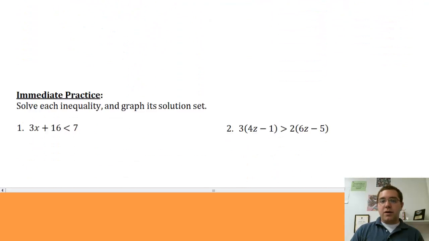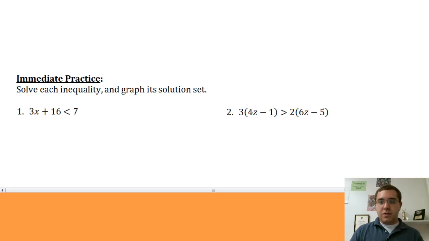Okay, here are your immediate practice problems. 2 problems. Solve each inequality and graph its solution set. For each one, you should write the problem, solve the inequality, and graph the solution on a number line. And that is the end of section 2.1.